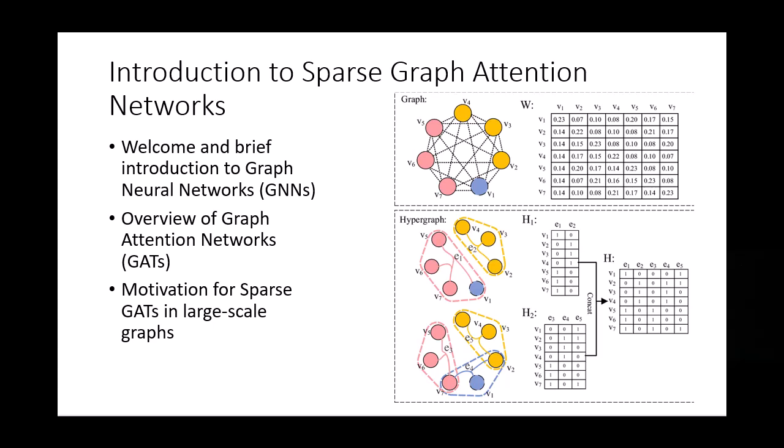We'll explore Sparse Graph Attention Networks. In short, you can refer to them as Sparse GATs, a key optimization in graph neural networks, GNNs. We'll start by understanding basic graph neural networks and then move to graph attention networks and then discuss why sparsity is important in deep learning for graphs.